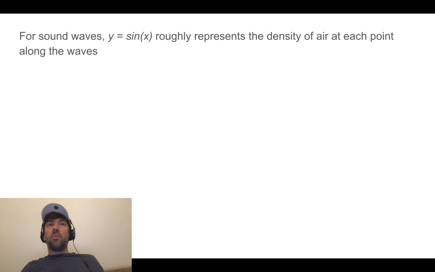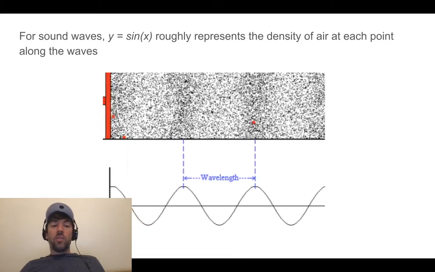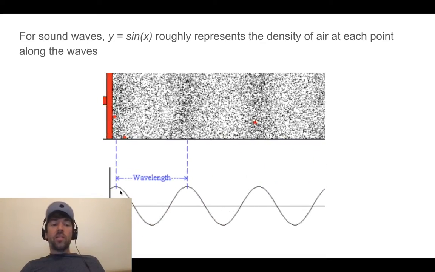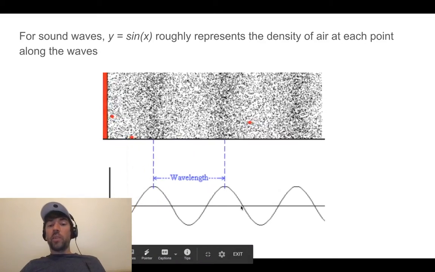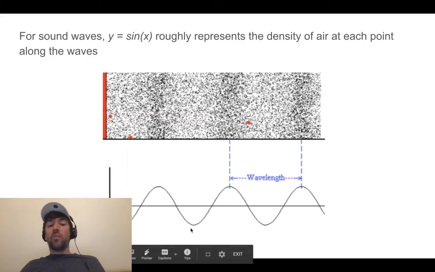So the sine graph does not actually physically represent the way that a sound wave looks if you were to actually somehow be able to see it. But what it does is it mathematically represents the density of air at each point along the wave. And this is an illustration of that. So this is what it actually looks like, these compressed air particles. And this is the sine graph that goes along with that, which represents the density. So these crests are higher density and the troughs are lower density.